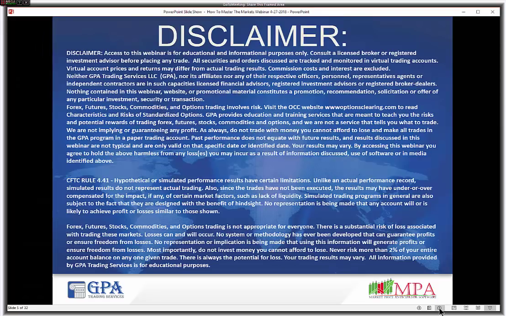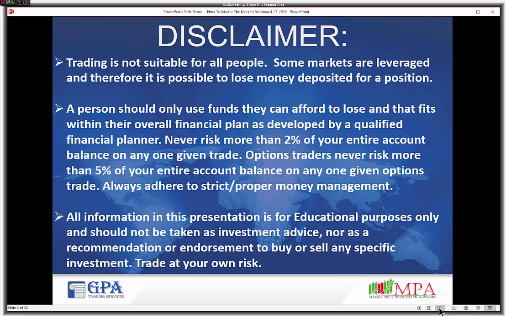Disclaimers, everyone's familiar with these, but I would like to highlight a couple of areas. That being, trading is not suitable for all people. Some markets are leveraged, and therefore it is possible to lose money deposited for a position. A person should only use funds that they can afford to lose, and that fits within their overall financial plan as developed by a qualified financial planner.